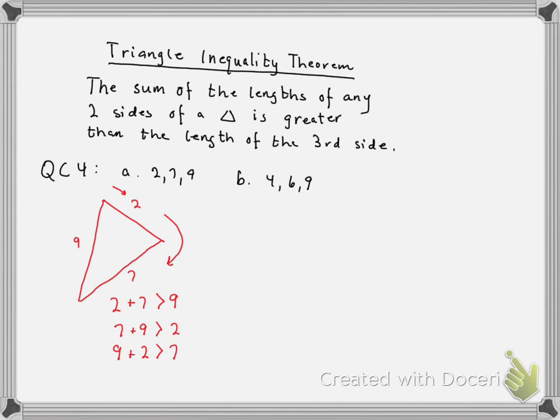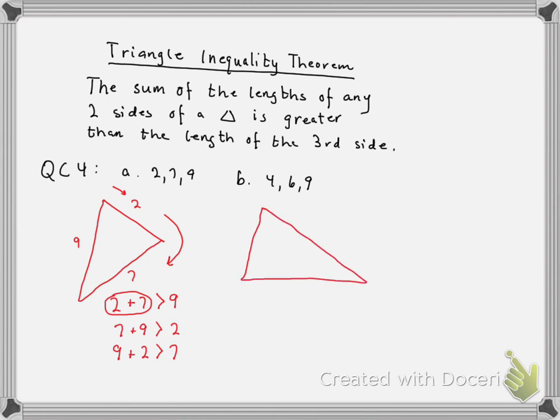Okay, well, if you look at this first statement here, 9 is not greater than 9. So what that means is that those cannot be the side lengths of a triangle because 9 is not greater than 9. Okay, so let's look at B.